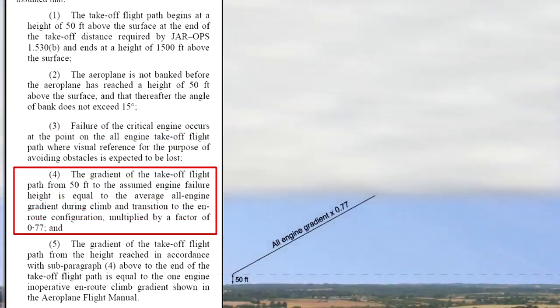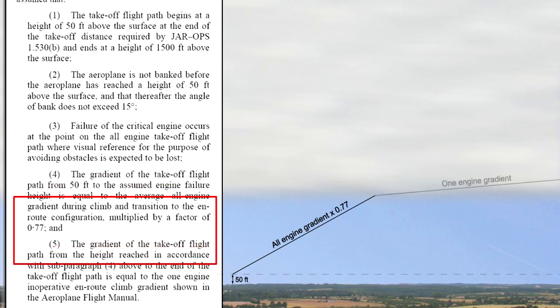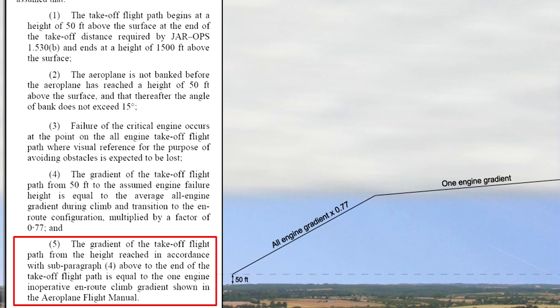Thirdly, the gradient of the take-off flight path from 50 feet to the assumed engine failure height is to be equal to the average all-engine gradient during climb and transition to the en route configuration, multiplied by a factor of 0.77. Making this correction to the gradient gives a net gradient. The fourth condition of compliance is that the gradient of the take-off flight path from the assumed point of engine failure to the end of the take-off flight path is to be equal to the one engine inoperative en route climb gradient shown in the aeroplane flight manual.